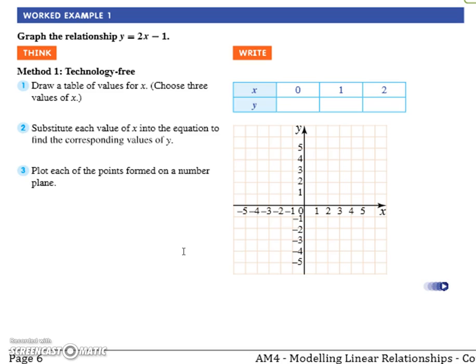Okay. Draw a table of values for x. Luckily, I've already done that for you. Then choose 3 values of x. Honestly, choose easy values. 0, 1, 2. There's no reason to choose difficult values unless you have to. And there are times where it's beneficial to do it. Okay, so now we're going to substitute in.